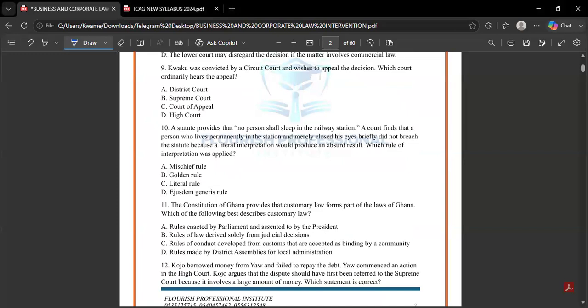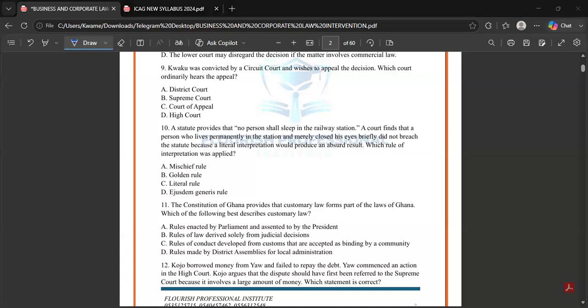Question 9. Kweku was convicted by a circuit court and wishes to appeal the decision. Which court ordinarily hears the appeal? A. District Court, B. Supreme Court, C. Court of Appeal, and D. High Court. I will choose D. High Court.